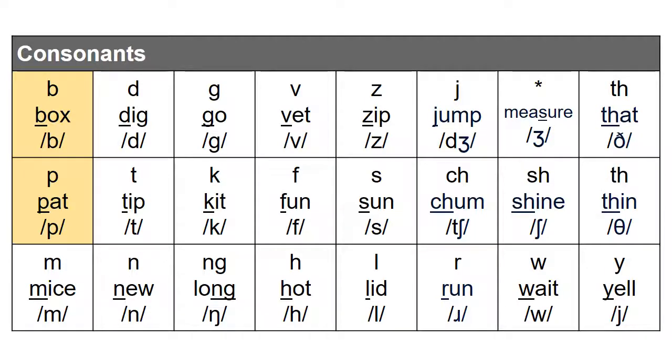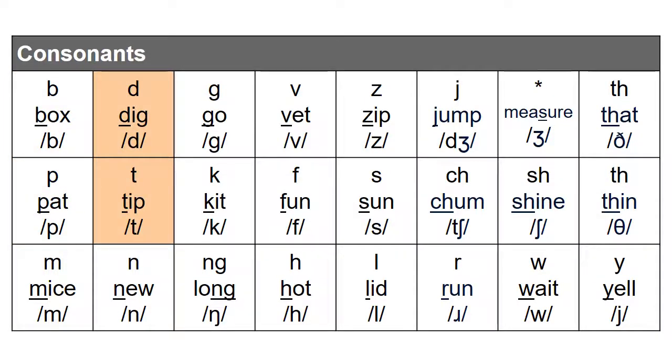We don't say "puh," we just say "p, p." You'll notice there's no vibration there. And that's the representation that B and P have the same place of articulation and same manner of articulation. They're both bilabial, meaning two lips, and they're stops, so we get a puff of air coming out. But the B sound is the voiced version, the P sound is the voiceless version.